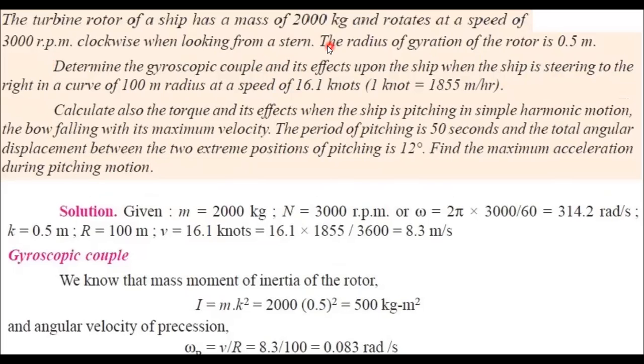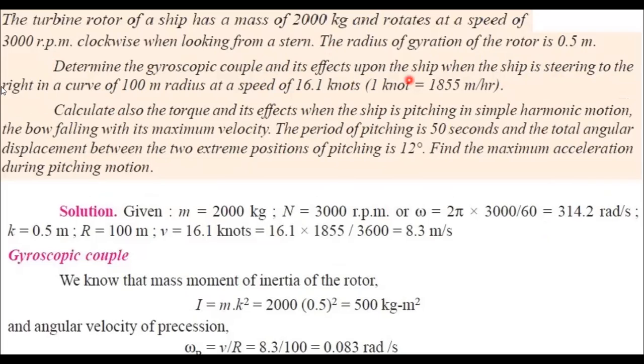So mass is 2000 kg and speed is 3000 rpm, and convert that into omega, so keep it in terms of radian per second. Clockwise when looking from the stern. So the same condition: clockwise looking from the stern, and the radius of gyration k value is given. Determine the gyroscopic couple and its effect on the ship.